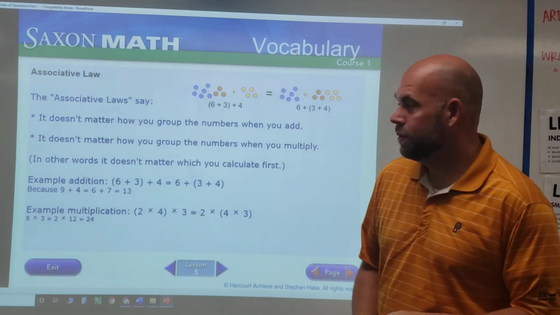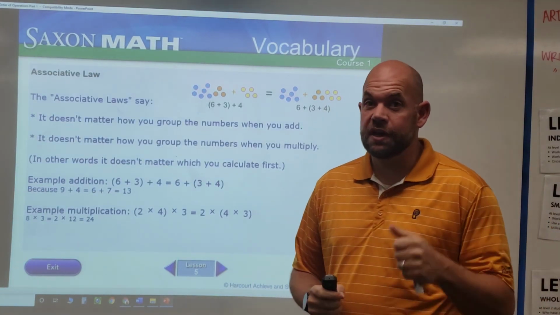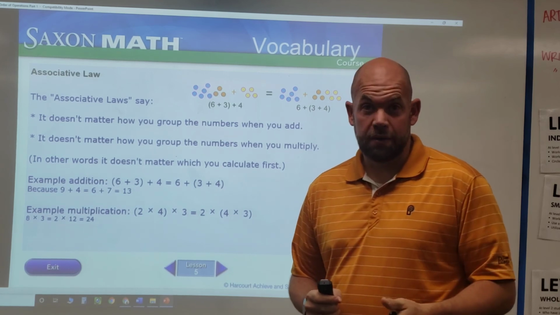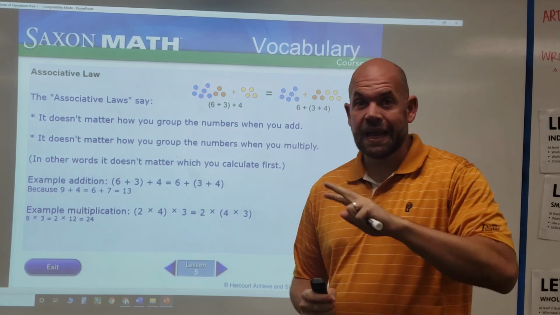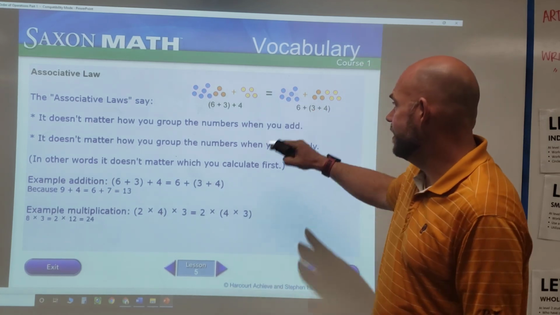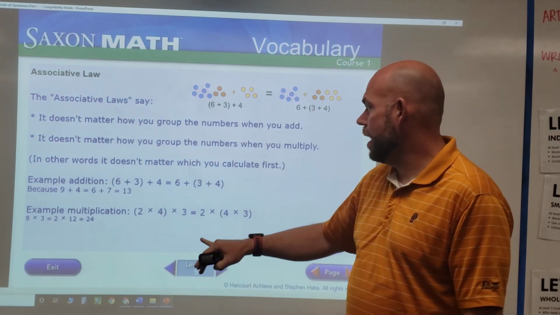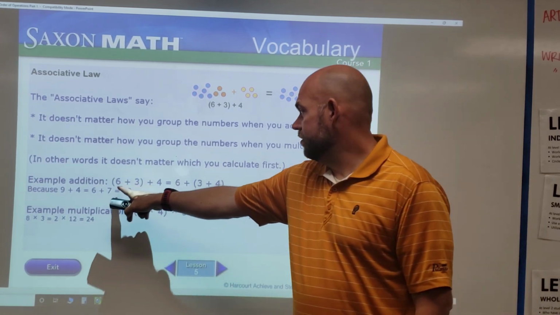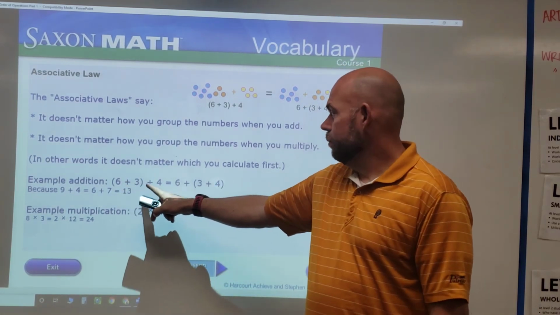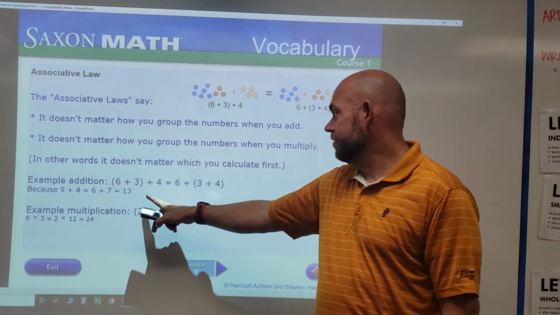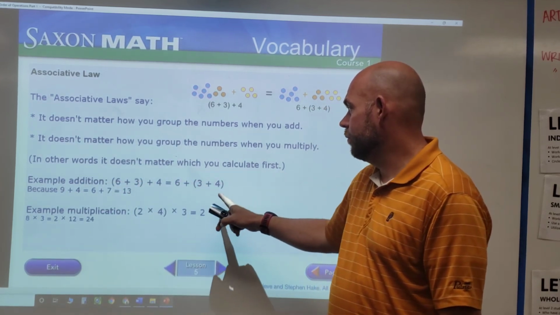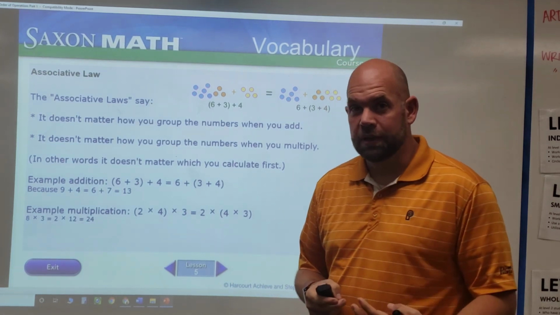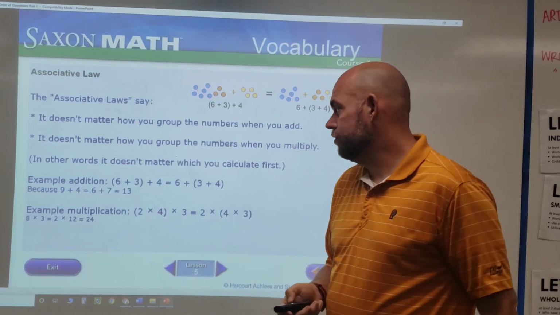So we're going to start first with the associative law. Now this only works in addition and multiplication, similar to the commutative law, which means you can do it in any order. This says it doesn't matter how you group the numbers when you add or when you multiply. So for example, 6 plus 3 plus 4 with the 6 and 3 in parentheses is the same as 6 plus 3 plus 4 if the 3 and 4 are in parentheses. This only works in addition and multiplication for reasons that we'll get to in a minute.